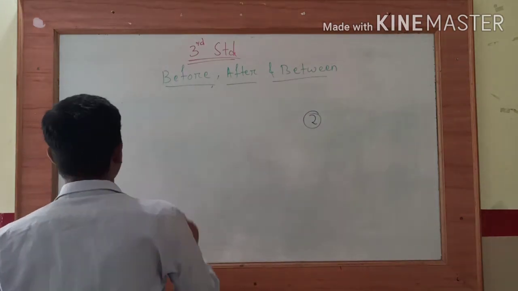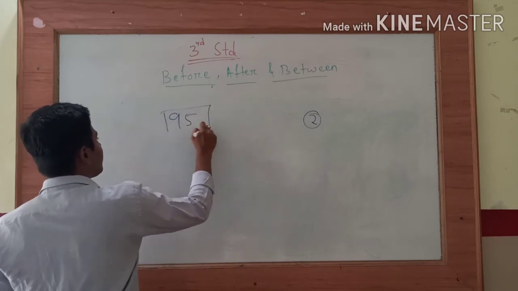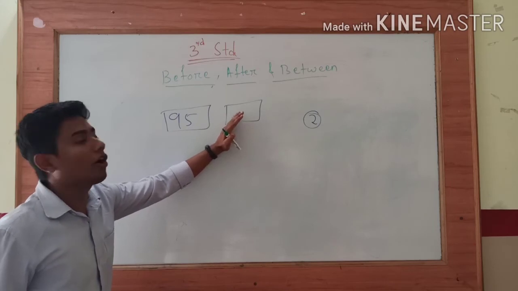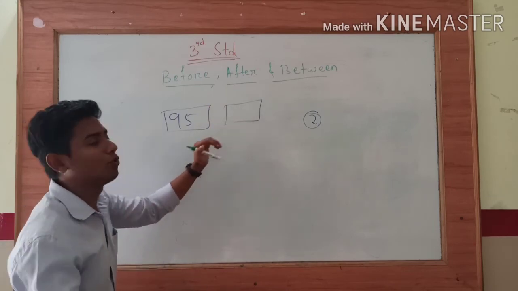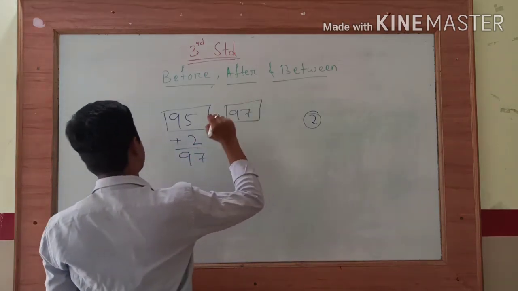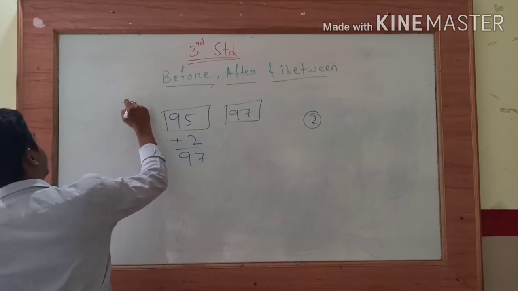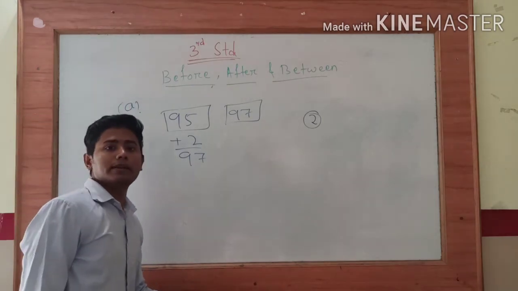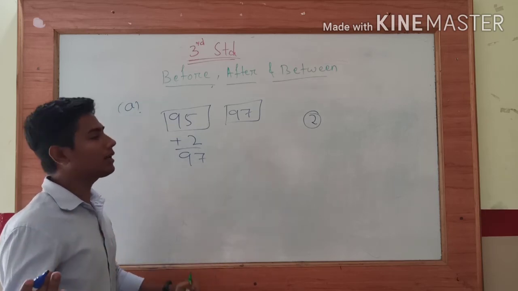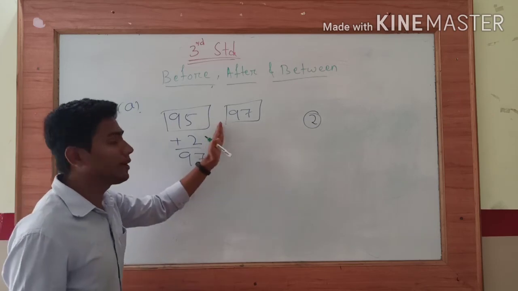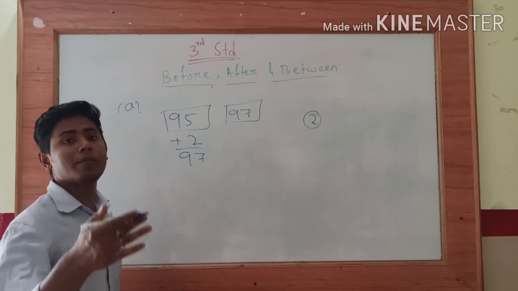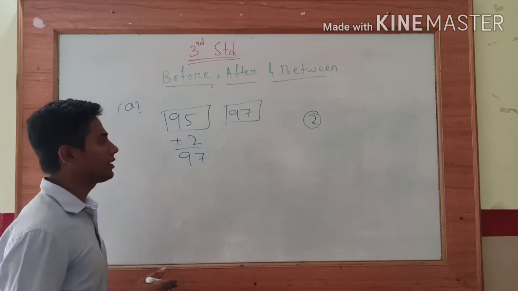So what is the first question? 95 is written in a box, and after that one box is given. So here you have to count the next number of 95, and it is count by 2. Means you add 2 here. That is 97. You should write 97 here. This is question A. Understood everyone? This is count by 2. That's why I add 2. If it counts by 1, then I add 1. Here we have to find the next number. That's why we add. If it is given to find the before number, then I subtract. Got it?